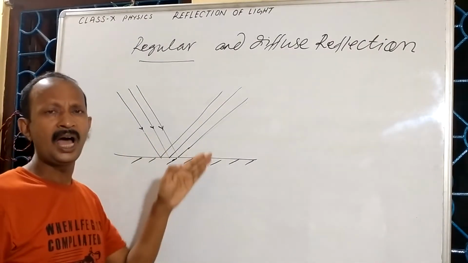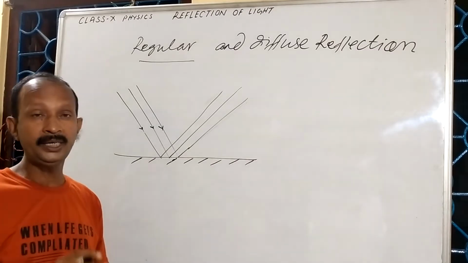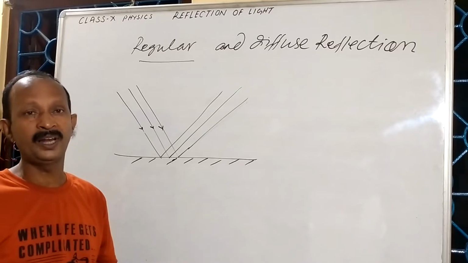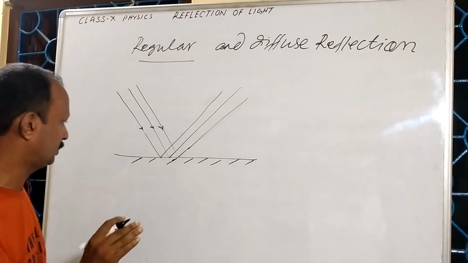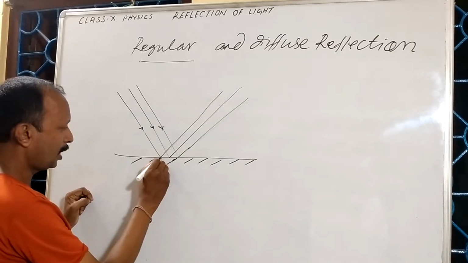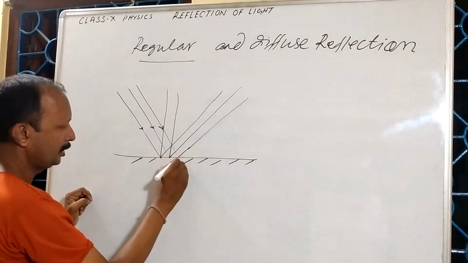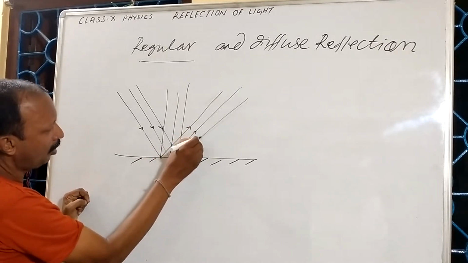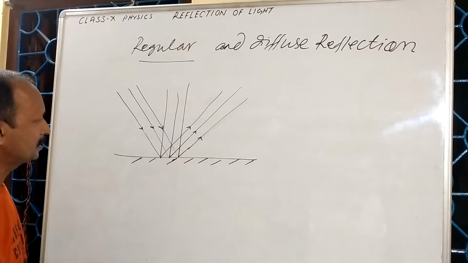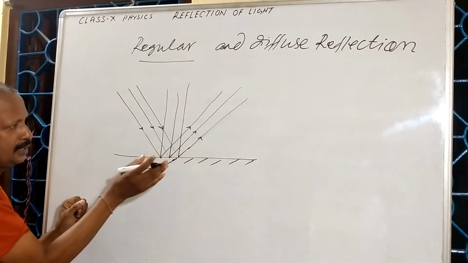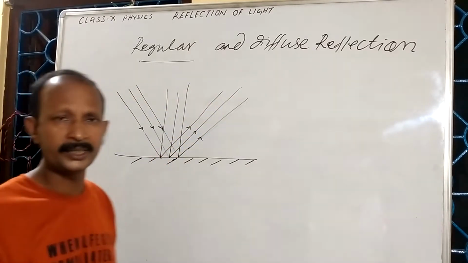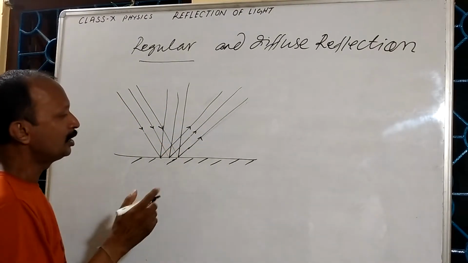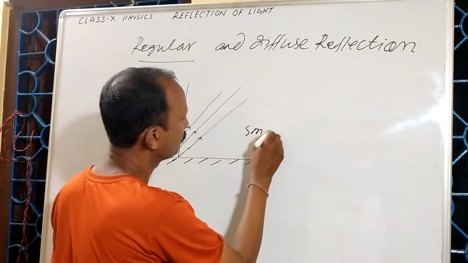The incident rays are reflecting by making both the angle of incidence and angle of reflection equal. That is the laws of reflection. Suppose at this point if I draw the normal, all the rays are following the laws of reflection. That means here the rays are coming parallel and they are also reflecting parallel. So this is possible in case of a smooth or plane surface.